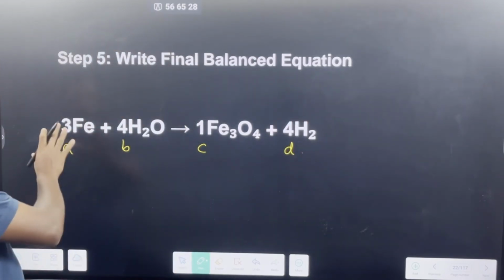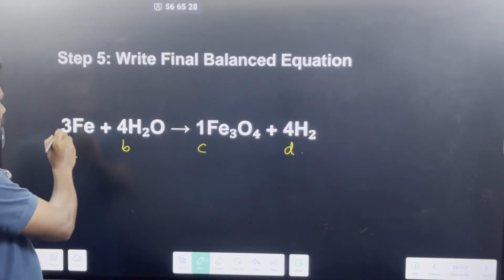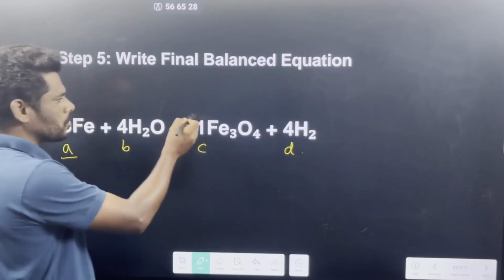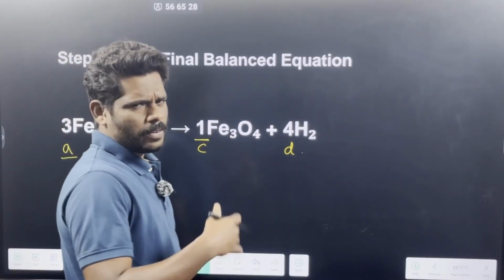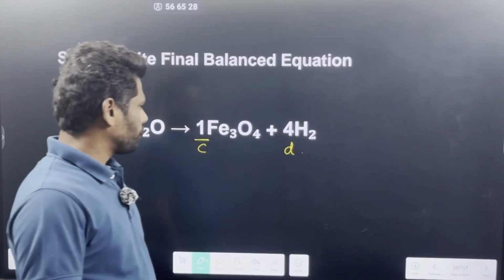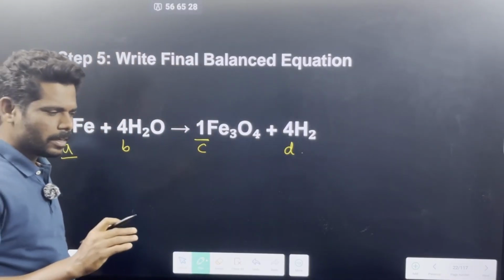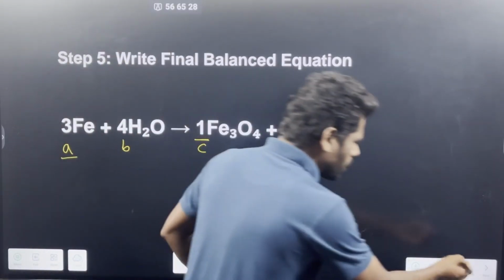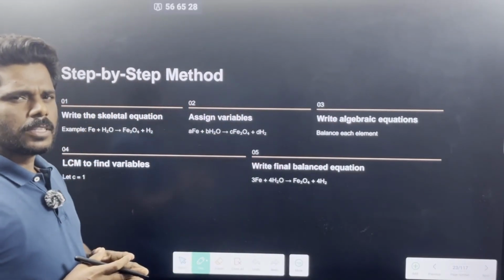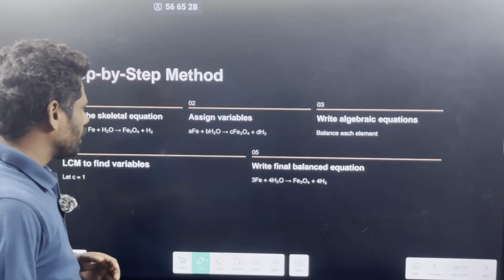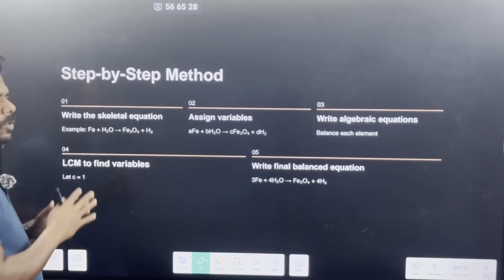See here, value of A we got as 3, B is equal to 4, C equal to 1, D equal to 4. The 1 you can write or even you can omit it. So this is the finally balanced equation in a simple method. You can use this method for any kind of chemical equation. Just a little care must be taken while calculating the values of variables.